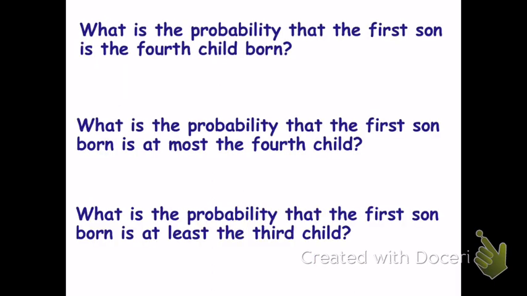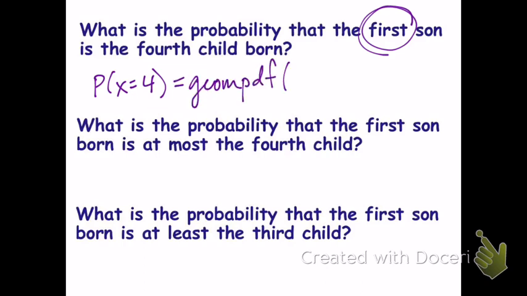So basically, what is the probability that the first son is the 4th child born? What calculator would I do? Binomial. Wait. Oh, I know, that's geometric. Geometric because of what? Because of the first. So it's geometric PDF. And the probability of having a boy is 0.5, and you would put 4 here.